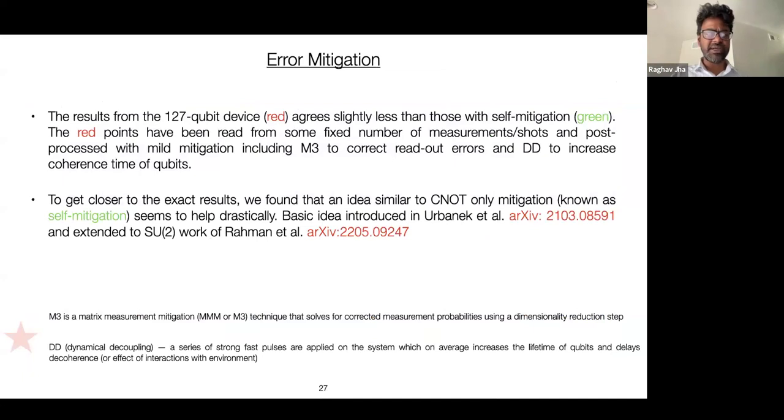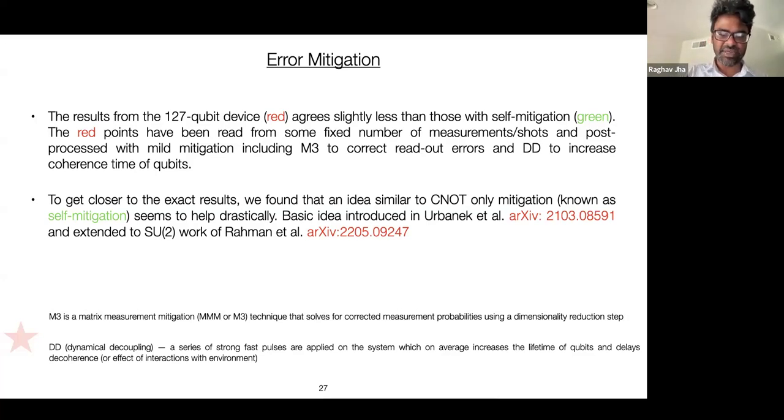So we did a lot of error mitigation. I don't want to go into details, but the error mitigation is based on some of these papers. You can refer to these papers. It's called C0 only mitigation or self mitigation. So we do 3 layers of mitigation. We do the 2 which are inbuilt into Qiskit and IBM devices, called M3 and dynamical decoupling.